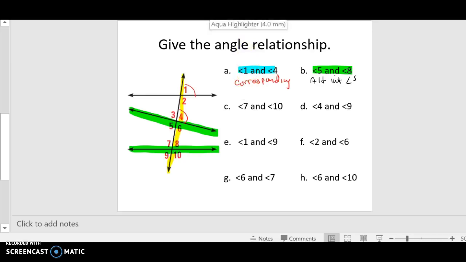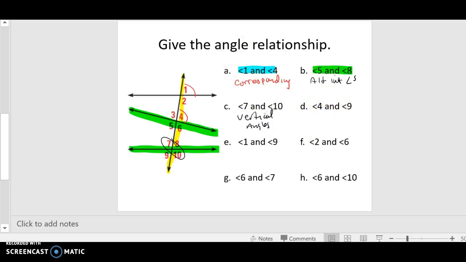Okay, 7 and 10. When I go to do 7 and 10, do those really have a relationship we're talking about now? No, these are just vertical angles. They have nothing to do with the 2 lines and a transversal.